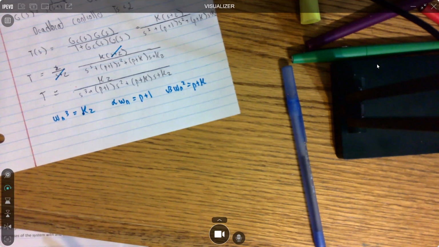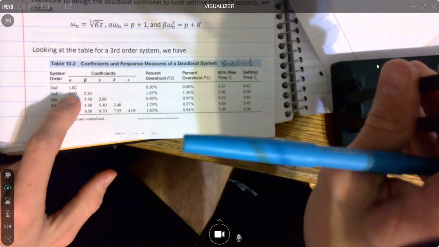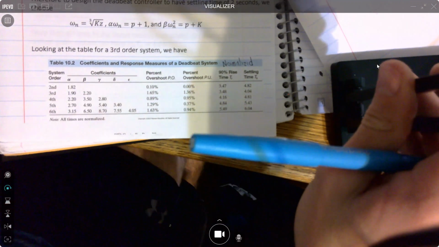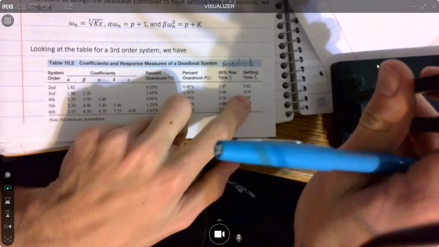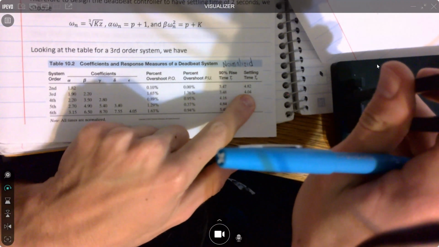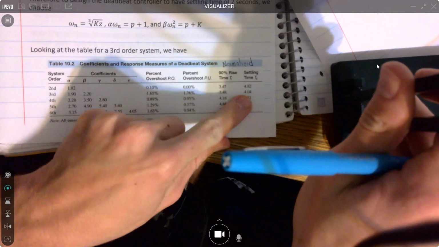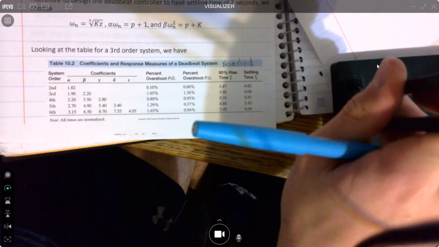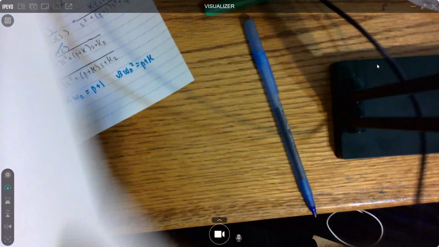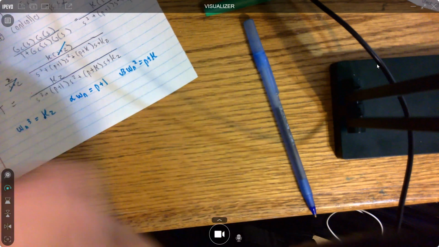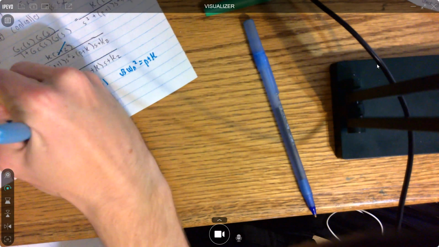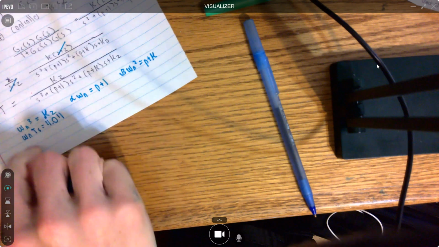For a third order system, notice that we have these coefficients right here, 1.9 for alpha, 2.2 for beta. And in order to achieve our settling time, for the normalized it's 4.04. So this is T of S, and this is the normalized table, so it's times omega n. So from the table, we were able to see that omega n T of S is equal to 4.04 because this is the normalized settling time from the table.